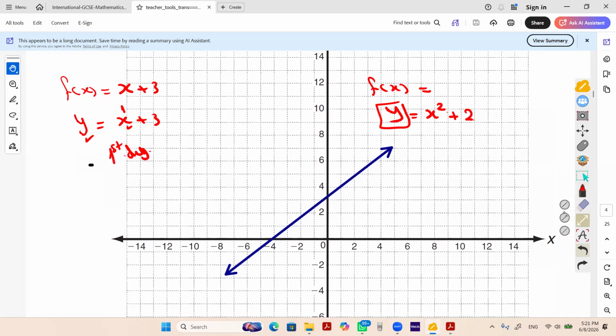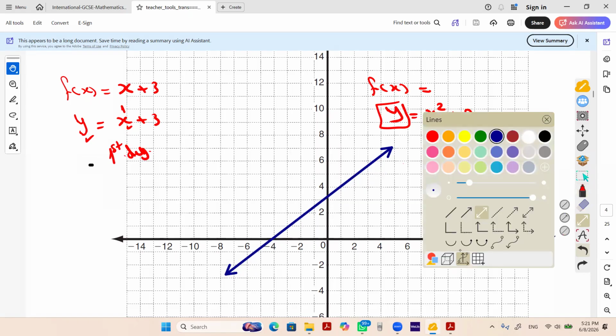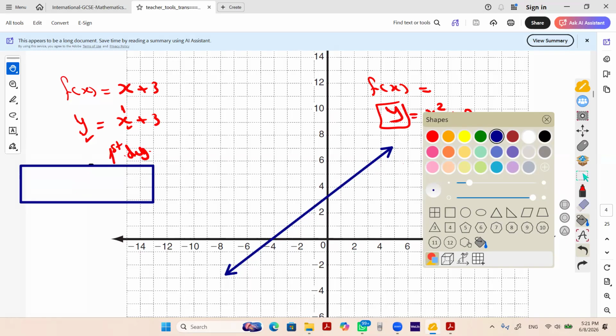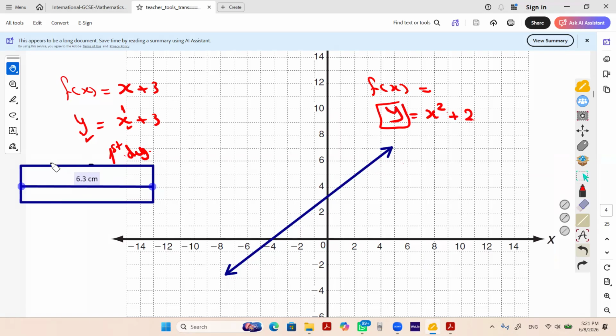The first one is that we have to form a table. From this table, we substitute instead of x any three numbers or any two numbers to get the values of y. If we substitute instead of x by 0, the y will be what? Y will be 0 plus 3, which is 3, right?